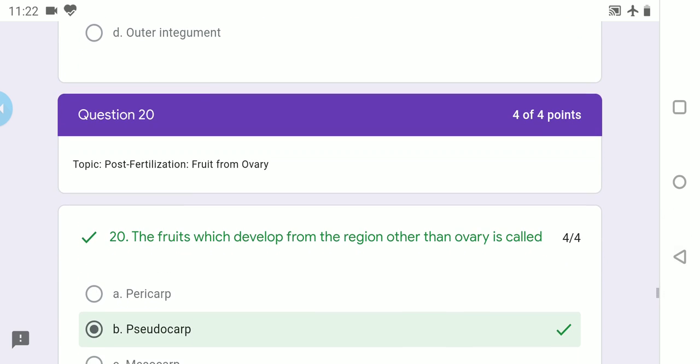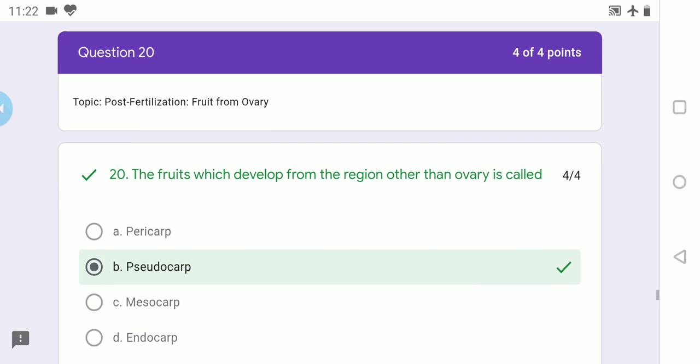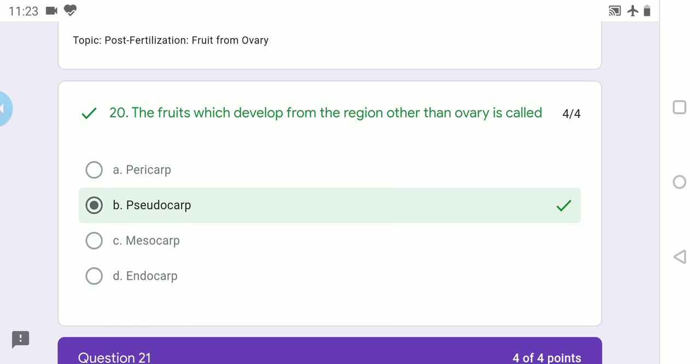The next question is also related to post-fertilization. The fruit which develops from a region other than the ovary is called pseudocarp. The fruit that develops from the thalamus or other than the ovary is called a false fruit or pseudocarp. The best examples are cashew, apple, and strawberry. What about true fruits? The fruits that develop from the ovary are called true fruits. You can give examples such as mango, lemon, pea, etc. Pseudo means false.